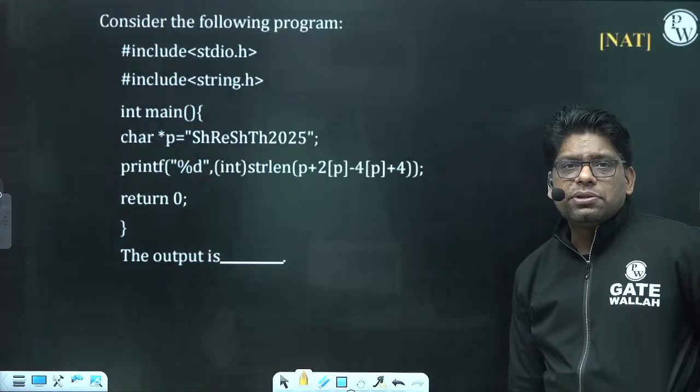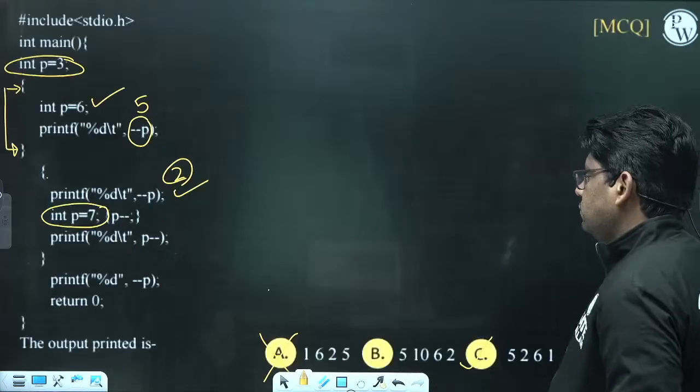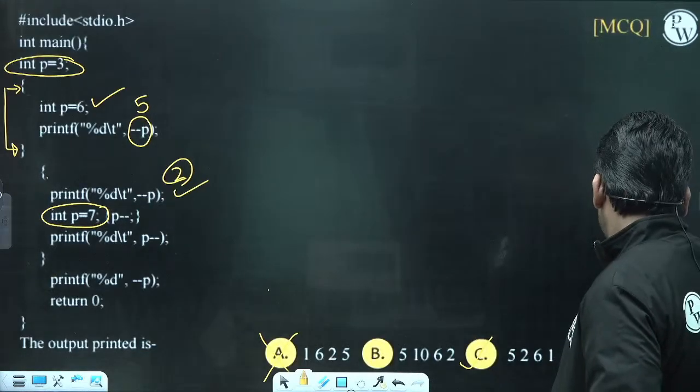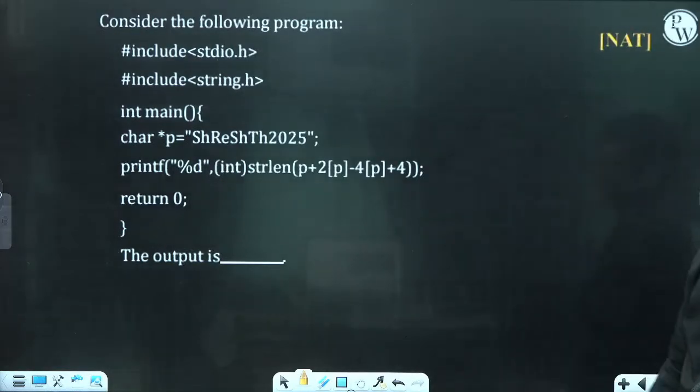Coming to strings. Just try to solve this. A similar question was already asked in GATE previously.